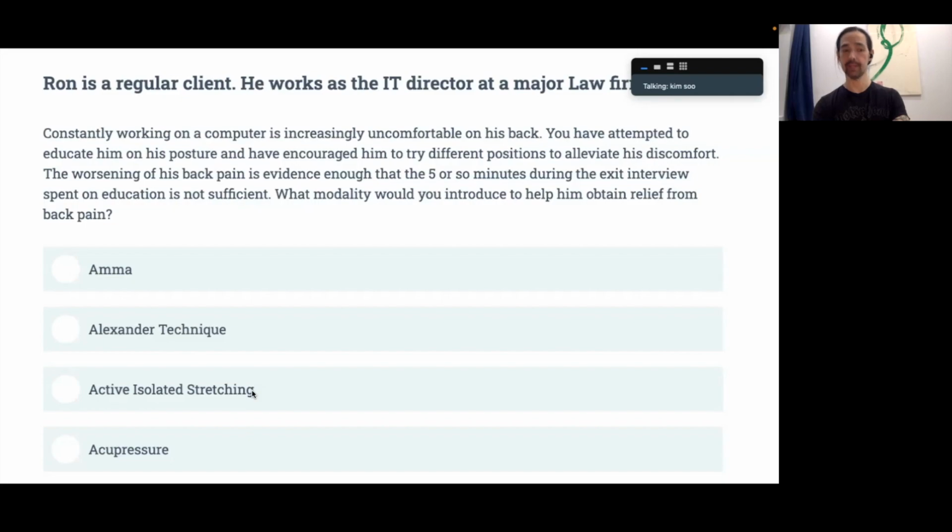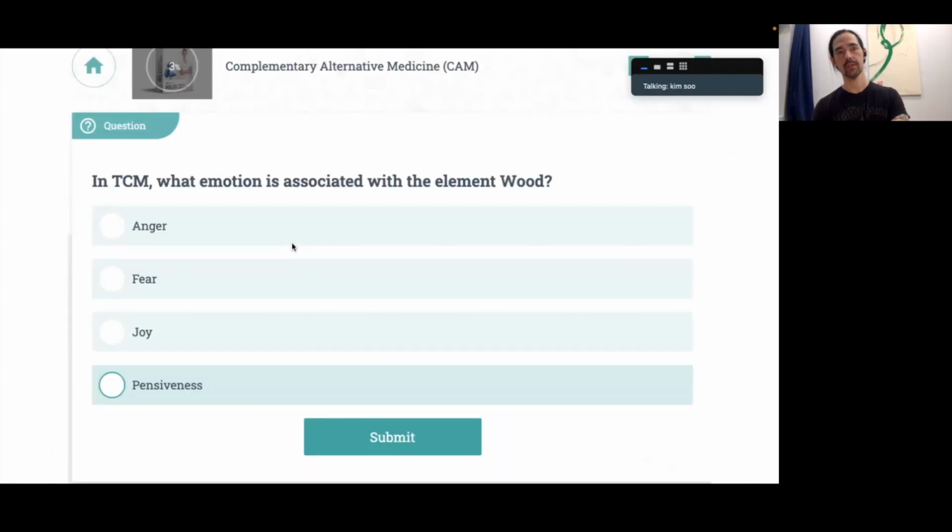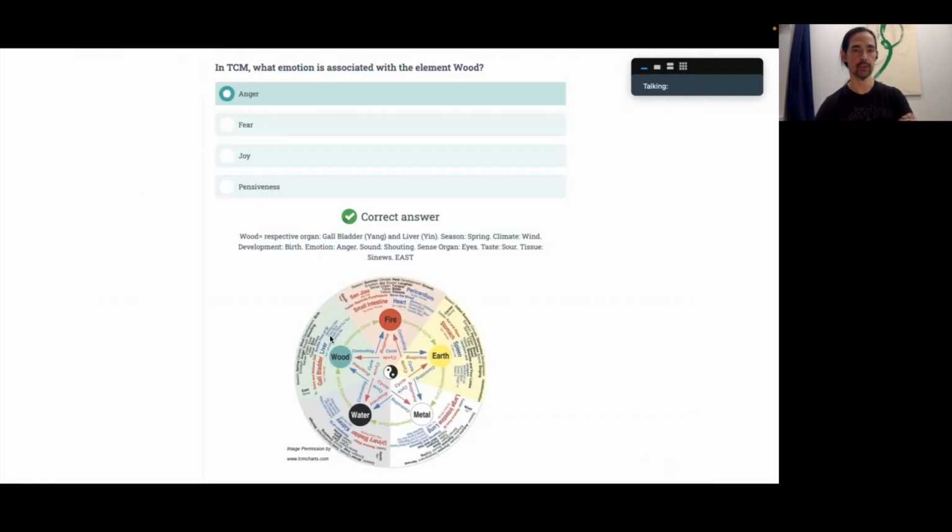Alexander. My money would be on Alexander, because Alexander technique deals with posture, see that? And different positions to alleviate discomfort. Yes. In TCM, traditional Chinese medicine, what emotion is associated with the wood element? Is it anger, fear, joy, or pensiveness? Pensiveness is also called worry. Anger. Anger, that's right. And here's their overcrowded TCM 5-element wheel, which is pretty lousy, I think.